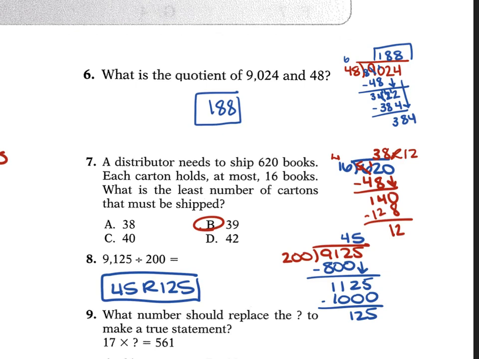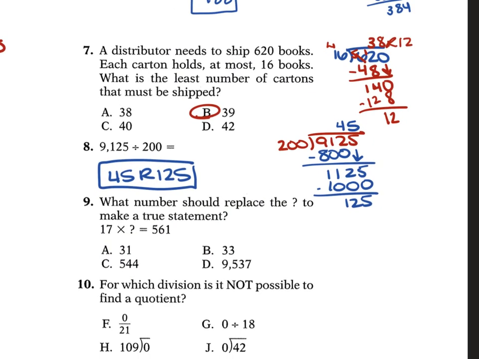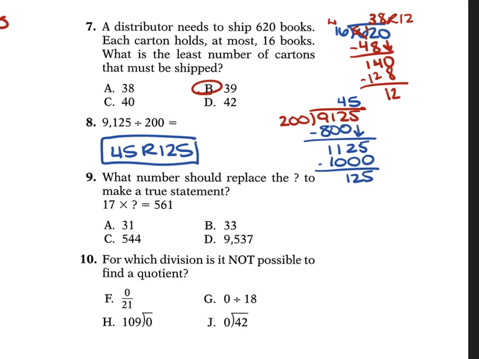If you wanted to put 125 over 200, that would be fine. You would just then have to simplify that and divide both of them by 5 or even 25 to get a simpler fraction. For 9, we have what number should replace the question mark to make the true statement.